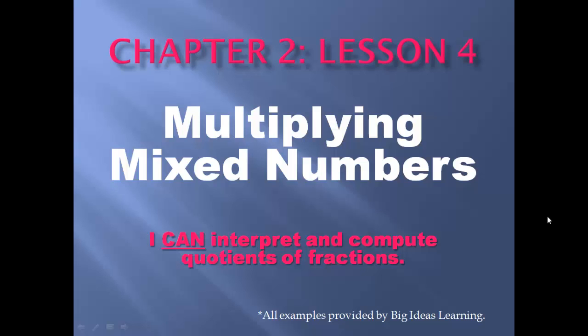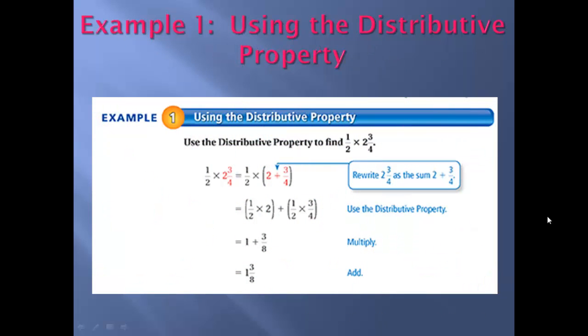Today's lesson is on multiplying mixed numbers. After today, you'll be able to interpret and compute quotients of fractions. For our first example, we're using the distributive property. Use the distributive property to find 1/2 times 2 3/4.